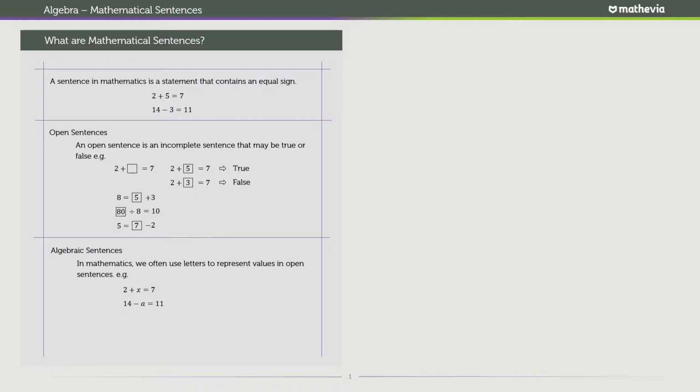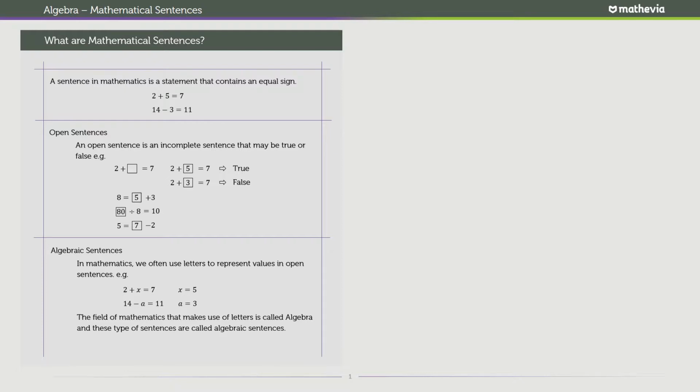Or 14 minus a equals 11, another algebraic sentence. If you work it out, 2 plus 5 gives you 7, so x in this case is 5. And 14 minus 3 gives you 11, so a is 3, quite simply. I believe this should be the first time you're seeing anyone make use of letters in mathematics. The field of mathematics that makes use of letters is called algebra, and these types of sentences are called algebraic sentences.